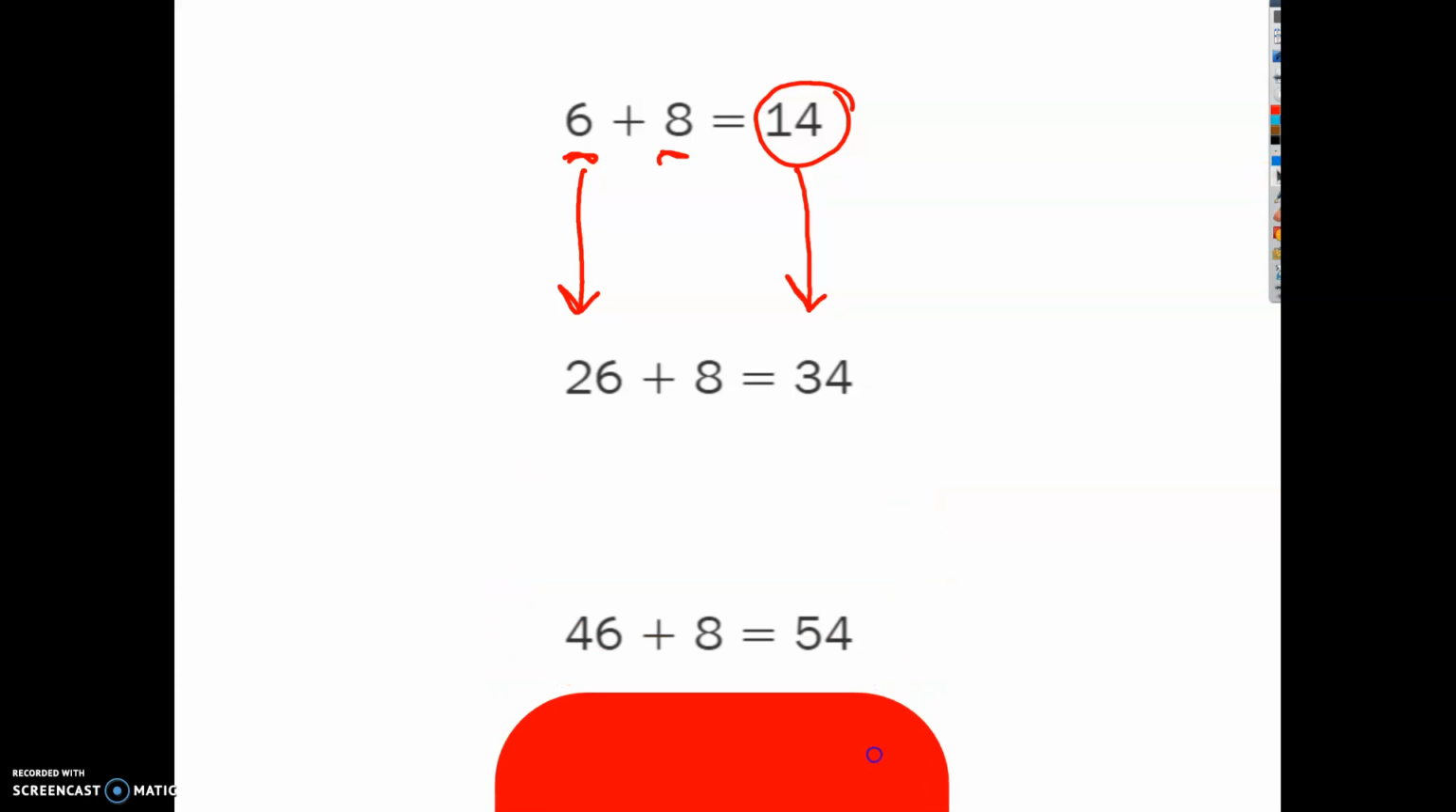Let's go to this one. Now, the difference between 26 and 46 is 20. So I'm going to add 20 to that problem and get 54. So 6 plus 8 is 14. 26 plus 8 equals 34. 46 plus 8 equals 54.